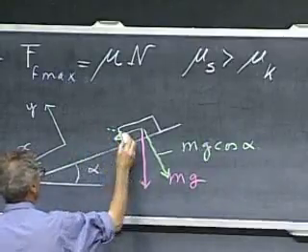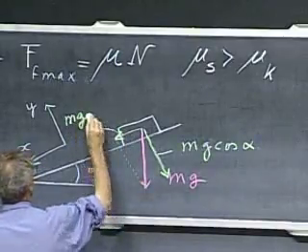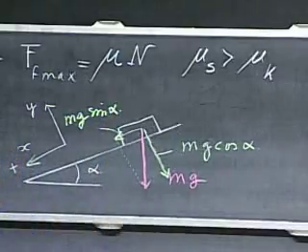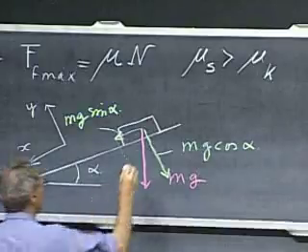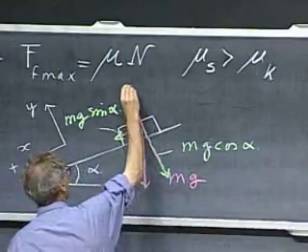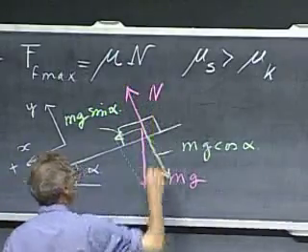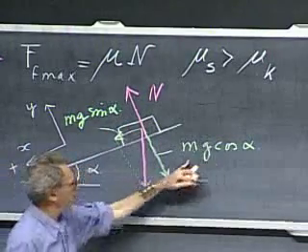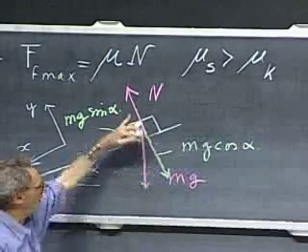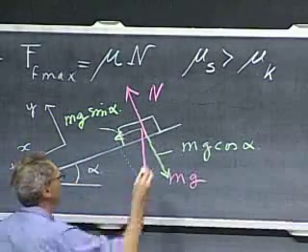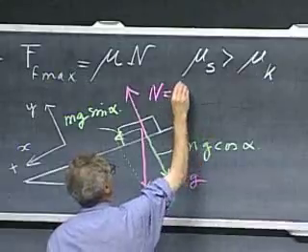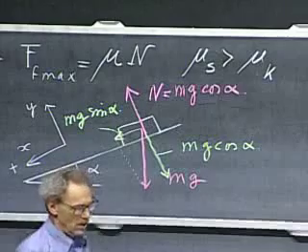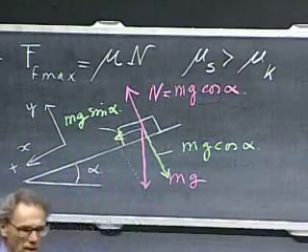which is mg sine alpha. There is no acceleration in the y direction, so I can be sure that the surface pushes back with a normal force n, and that normal force n must be exactly mg cosine alpha, because those are the only two forces in the y direction, and there is no acceleration in the y direction, so this one must be mg cosine alpha.